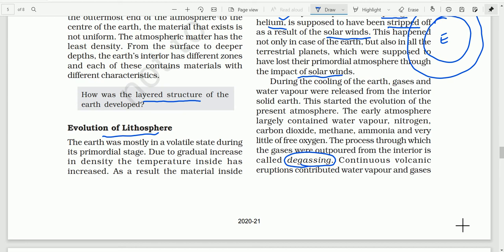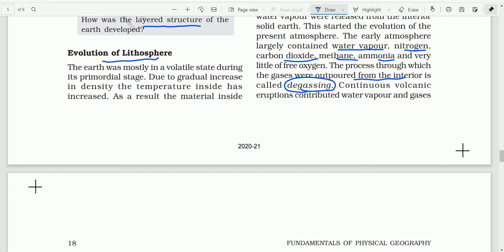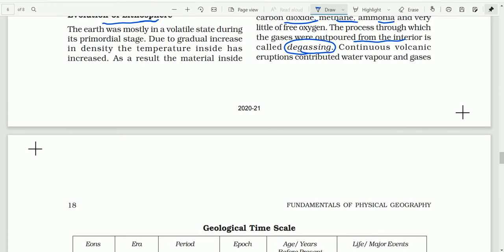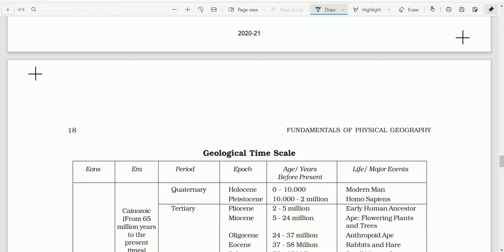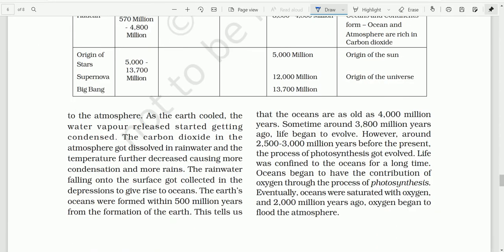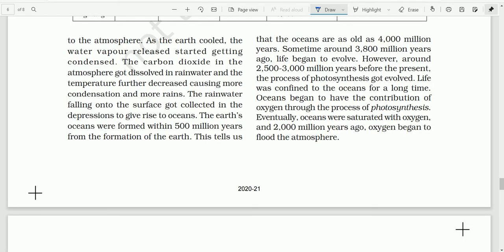See, early atmosphere largely contained water vapor, nitrogen, carbon dioxide, methane, ammonia, and very little free oxygen. And all these were outpoured from the Earth interior through volcanic eruption, and the process is known as degassing. And the continuous volcanic eruption contributed water vapor and other gases to the atmosphere. Then the Earth surface cooled down. Then the Earth atmosphere cooled down.